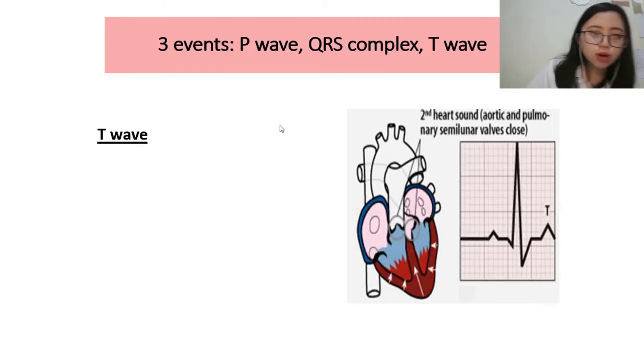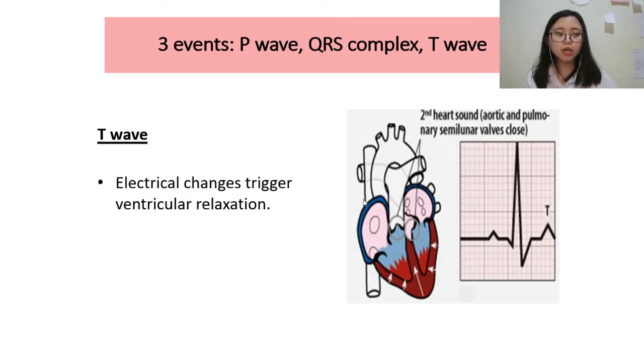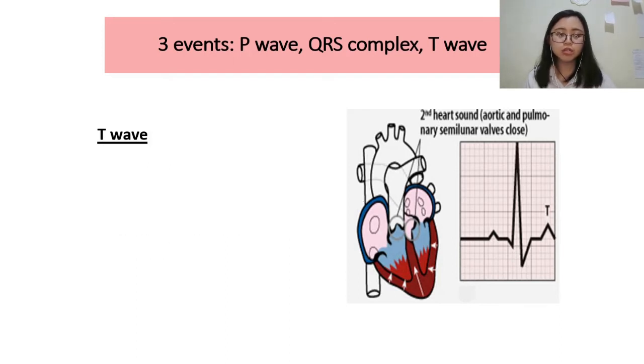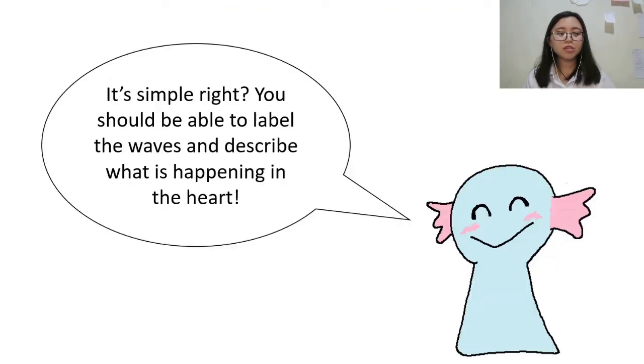Alright, after the QRS complex is the T wave, ataupun yang bump yang kecil yang di hujung sekali. What happens here is there will be electrical changes that trigger ventricular relaxation, and the atrial and ventricular repolarization occurs. So, it is quite simple. The ECG is quite simple. Memang itu tiga saja kamu perlu ingat, yang P, yang QRS, dengan T.